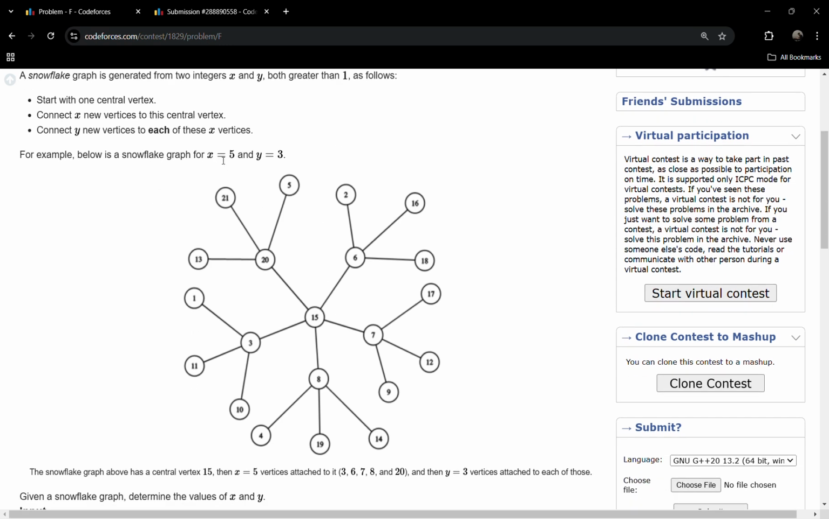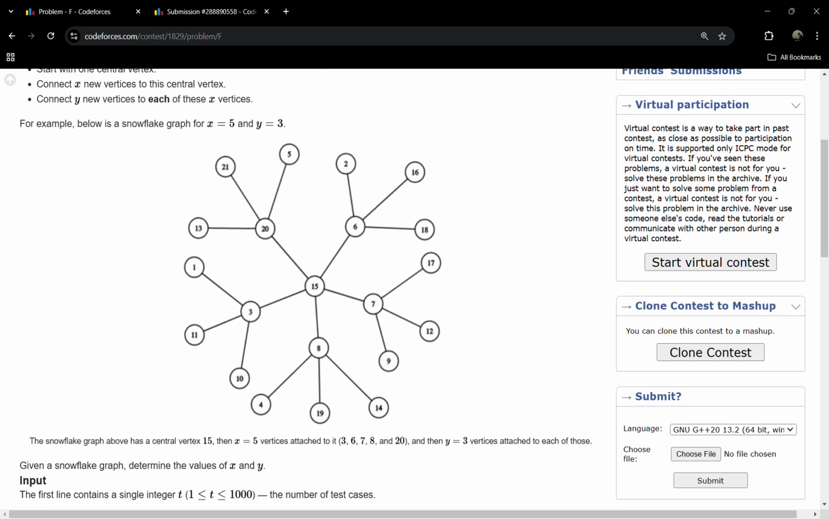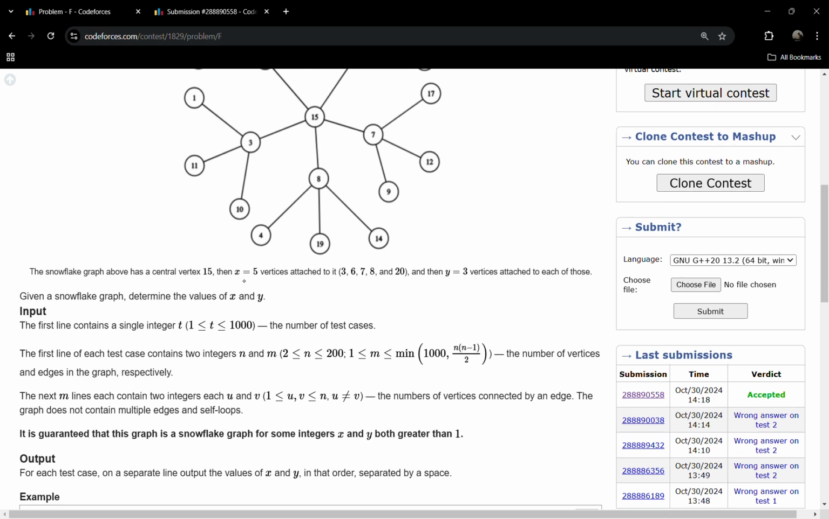So for example, below is the snowflake for x is equal to 5 and y is equal to 3. x is equal to 5 means to the central vertex you have to join 5 vertices, and y is equal to 3 means for each of those joined x vertices you have to add 3 nodes or 3 leaves to it. So that is what the procedure is. This is the description of our snowflake, and given a snowflake graph, determine the values of x and y.